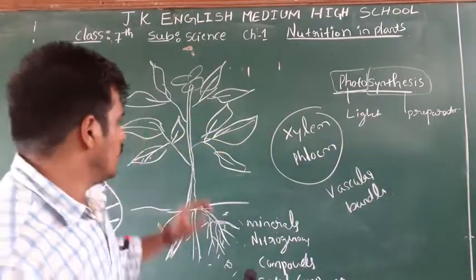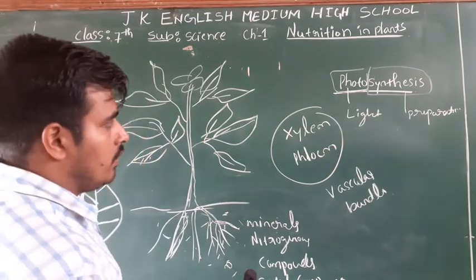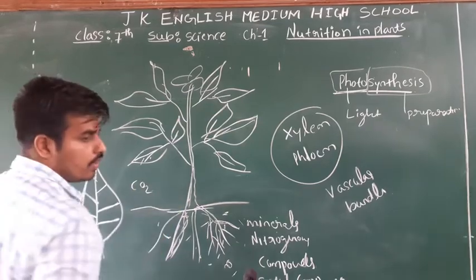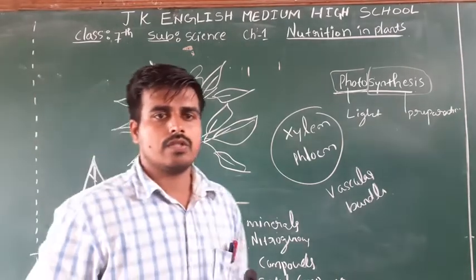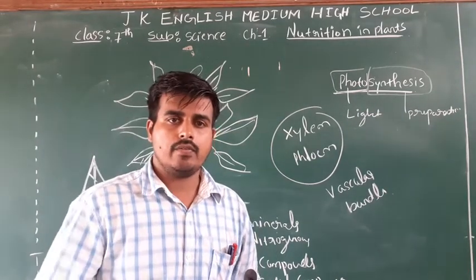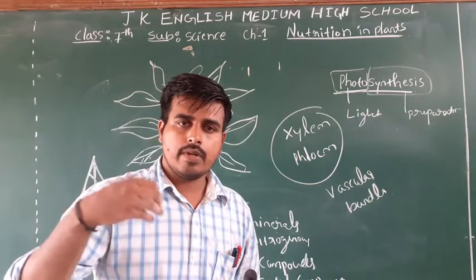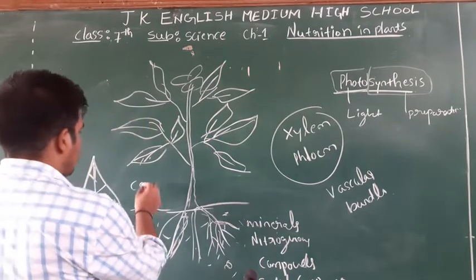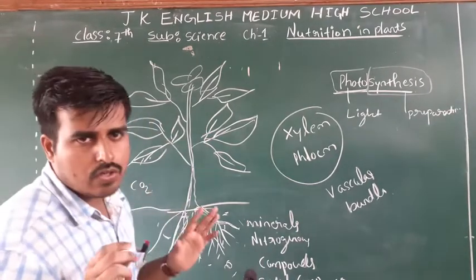Here the leaf absorbs the carbon dioxide, CO2. CO2 means what? Carbon dioxide, which we exhale. We intake oxygen and every living being exhales carbon dioxide. So this carbon dioxide is very necessary for the preparation of food.